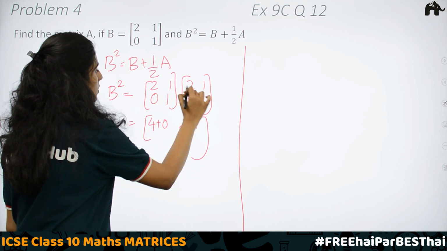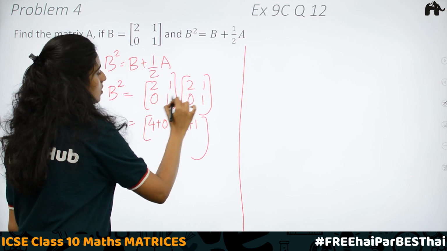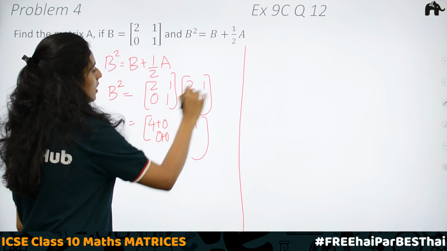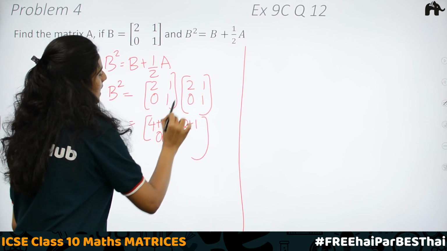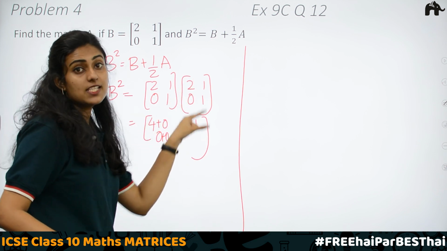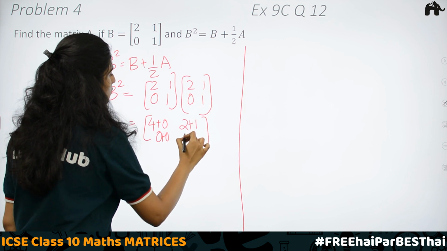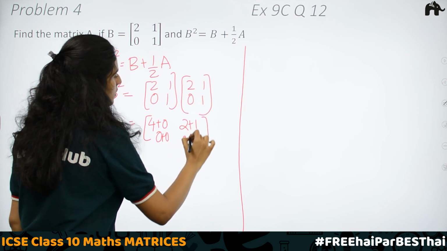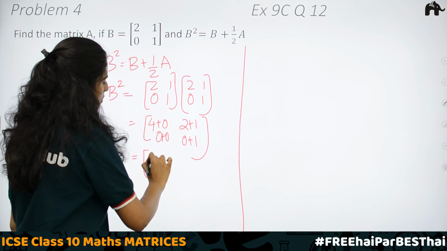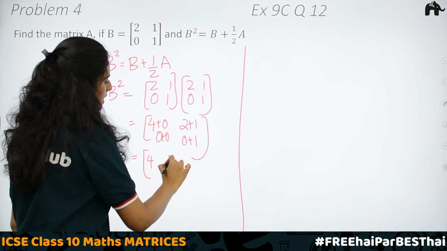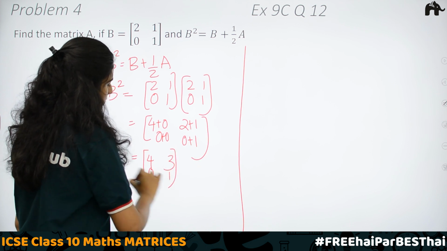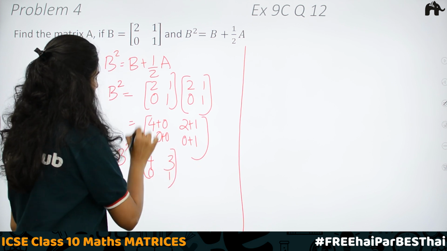To get the third element, multiplying the second row from the first matrix and the first column from the second matrix. 0 into 2 is 0, 0 into 1 is 0. So, this is 0 plus 0. To get the fourth element, second row from the first matrix and second column from the second matrix. 0 into 1 is 0, 1 into 1, 1. That is equal to 4 plus 0, 4, 2 plus 1, 3, 0 plus 0, 0, 0 plus 1, 1. Okay, this is what B square is.